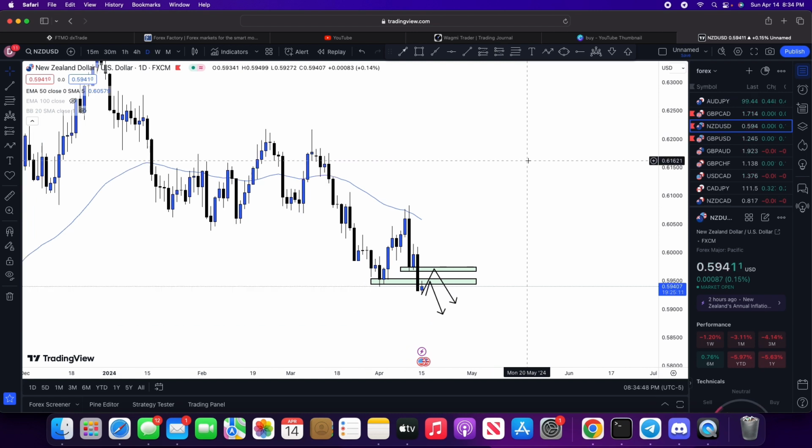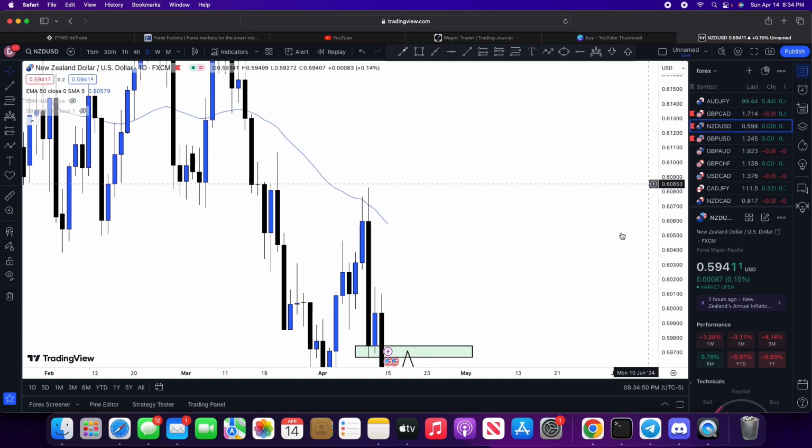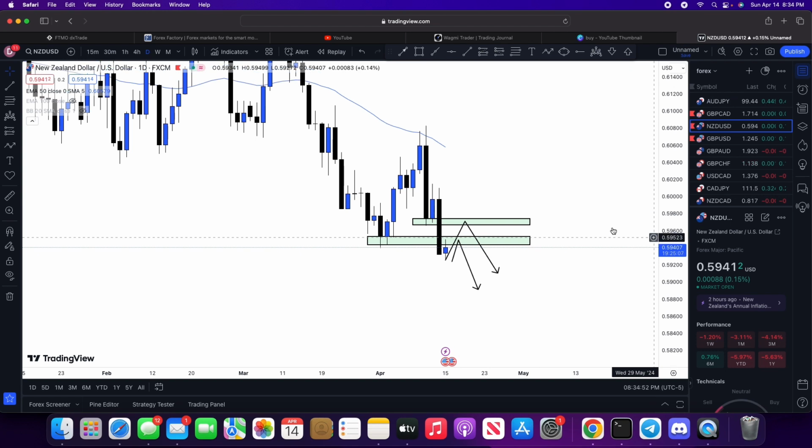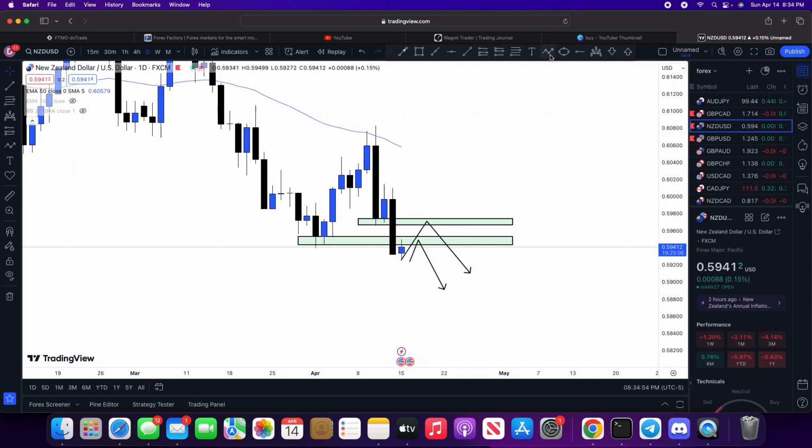So NZD/USD on the daily time frame. Obviously, we are in a downtrend. Why do I say that? Because we have been creating lower lows. We created a higher high, but then we failed to create a brand new higher high, and now we're starting to push back down to the downside, breaking below this previous lower low.